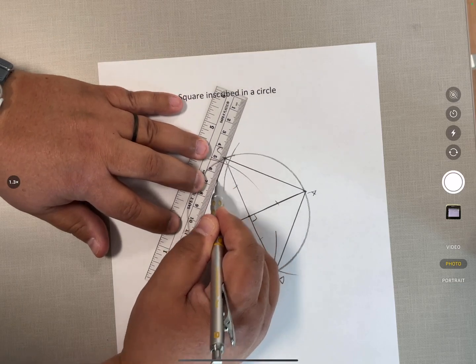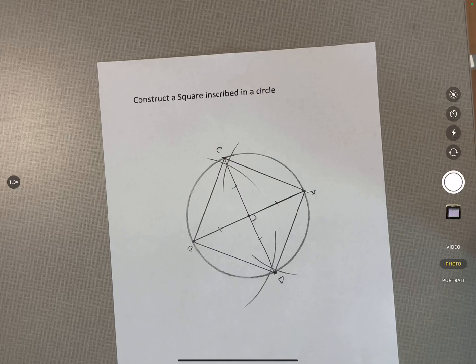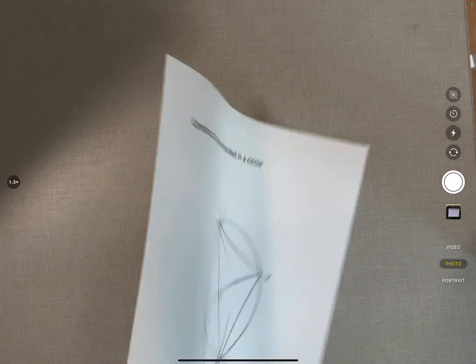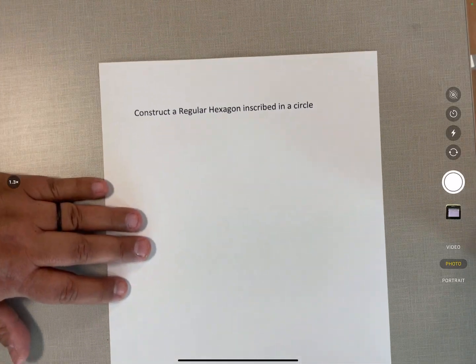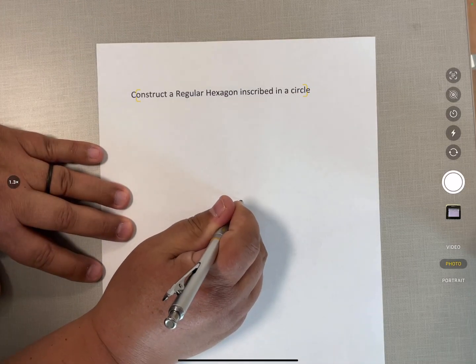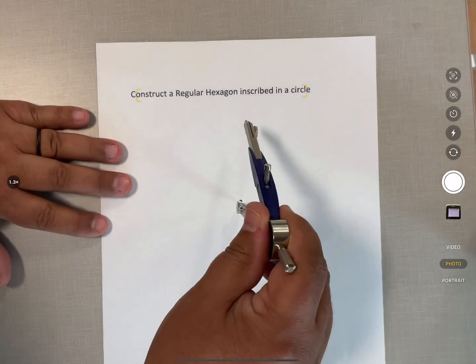Try that on your own. And then we'll go to the next construction. We are going to construct a regular hexagon inscribed in a circle. So start with the center of the circle, draw a circle.